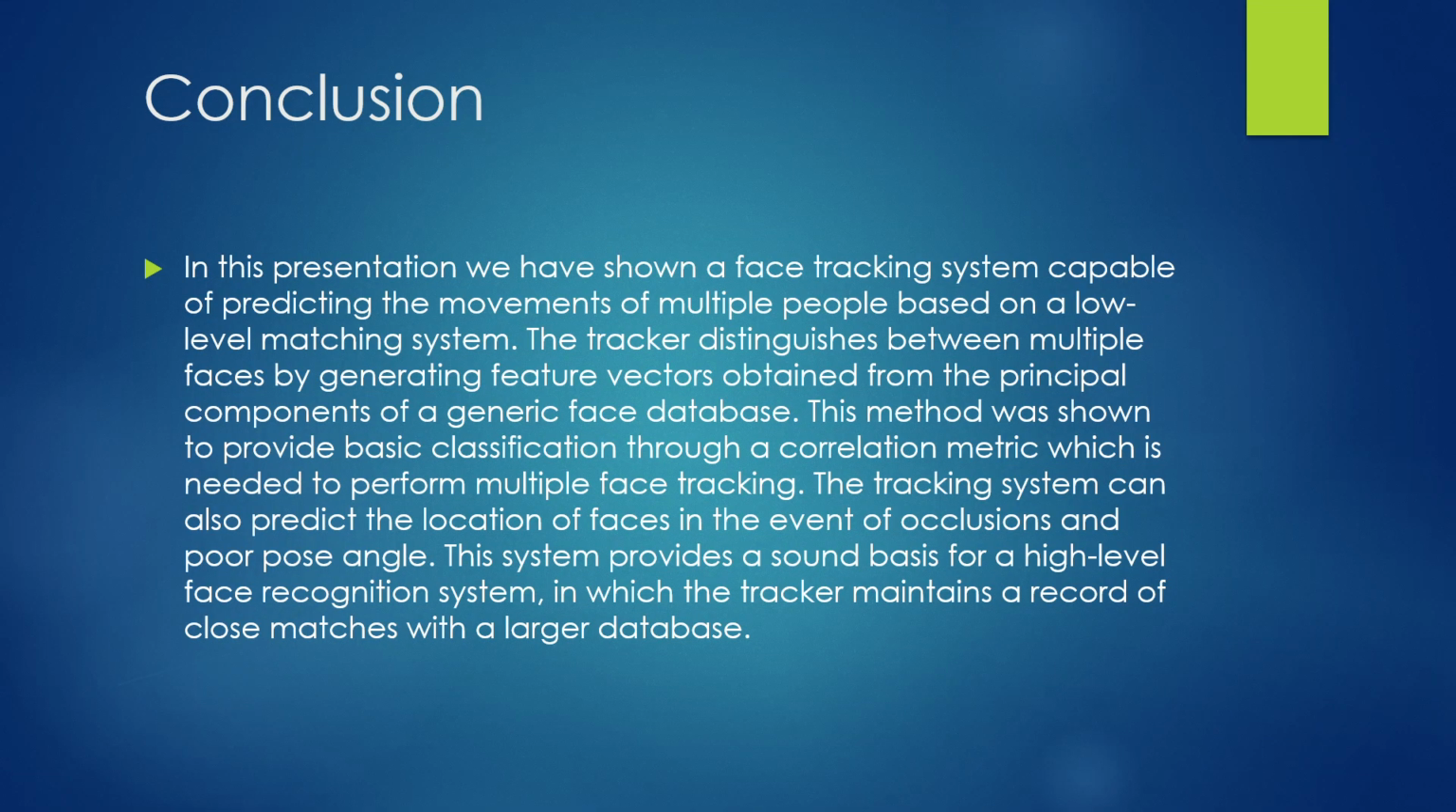So, in this presentation, we have shown a face tracking system capable of predicting the movements of multiple people based on a low level matching system. The tracker distinguishes between multiple faces by generating feature vectors obtained from principal components of a generic facial database. This method was shown to provide basic classification through a correlation metric, which is needed to perform multiple face tracking.